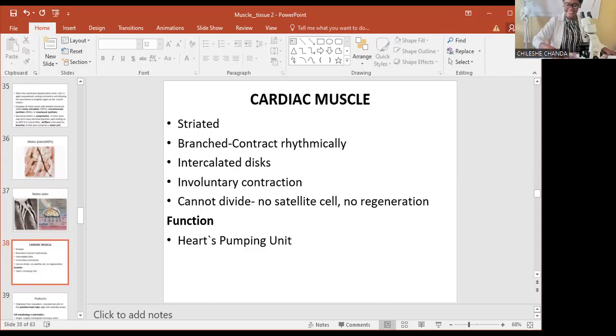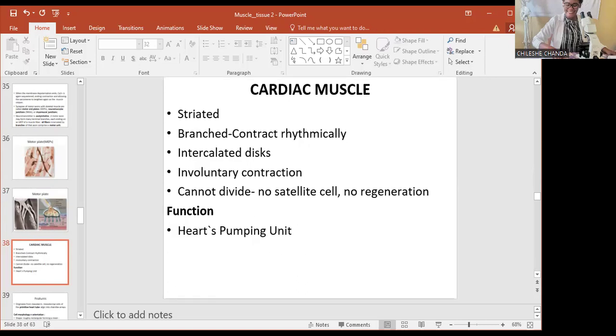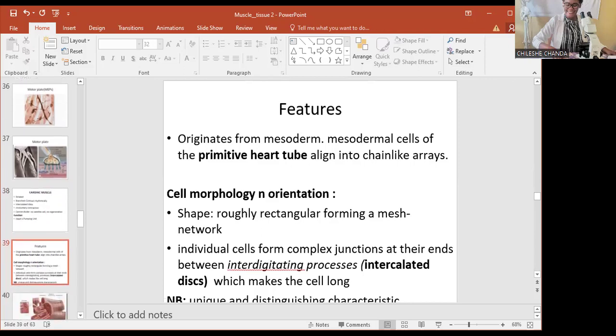The second type of muscle is cardiac muscle. We have talked about that it is striated, branched, has intercalated discs, involuntary contraction, and cannot divide. There are no satellite cells. Satellite cells are supportive cells, and it does not regenerate. It is the heart's pumping unit. So we have said that this one originates also from the mesoderm.